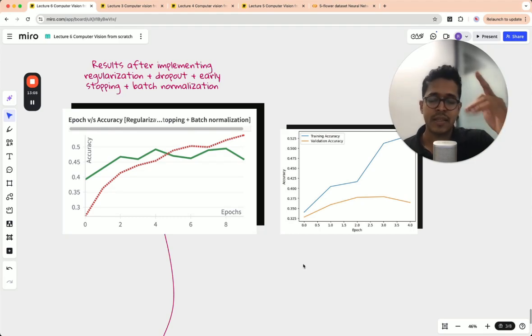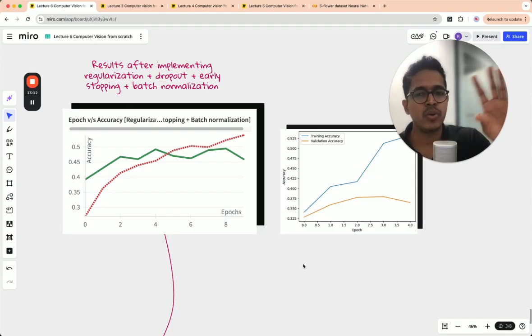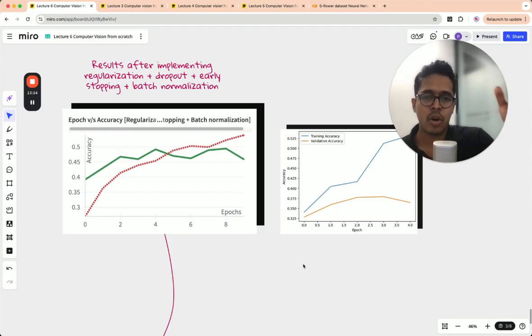After batch normalization, we got it to 0.8. We got the validation accuracy close to 0.5, especially after dropout. So definitely there is improvement, but we have to implement a few more things like transfer learning and convolution operation to get even better accuracy. And we will be doing those in the next lectures.